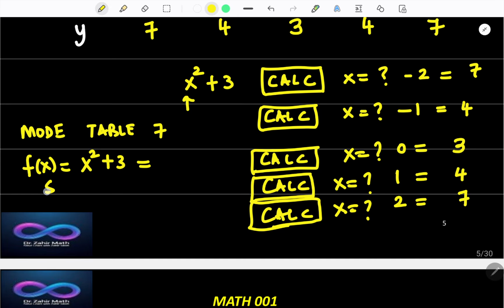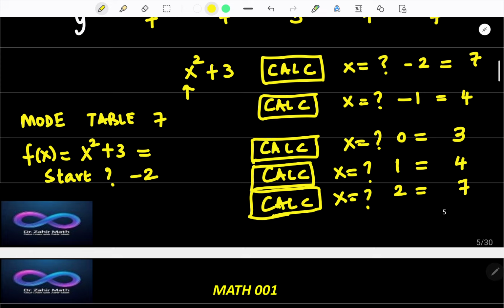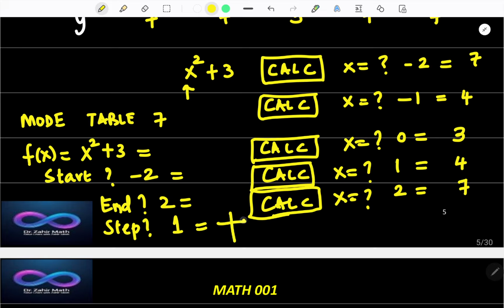When you press equal, it will ask start. Start is the value, this is called start. So this value is called start and this value is called end. So just give -2 and then press equal. Then the calculator will ask you end? You press 2, equal. And then the calculator will ask you step. Press 1, press equal. Then you will get a table of x and y values.